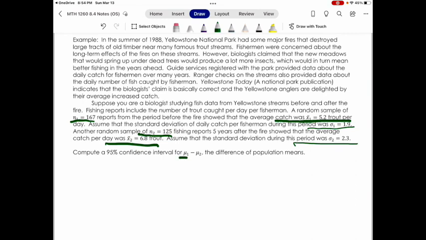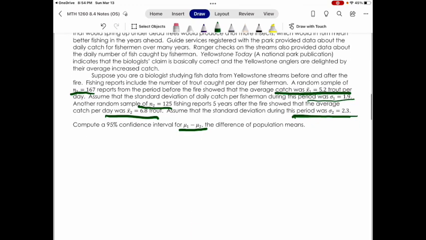So because we're estimating means here, the difference of means, we are going to use either Z interval or T interval. Now we need to decide which one to use. And because we can see clearly in the problem that the population standard deviation is given to us and is known, that tells us we are going to go ahead and use 2 sample Z interval.